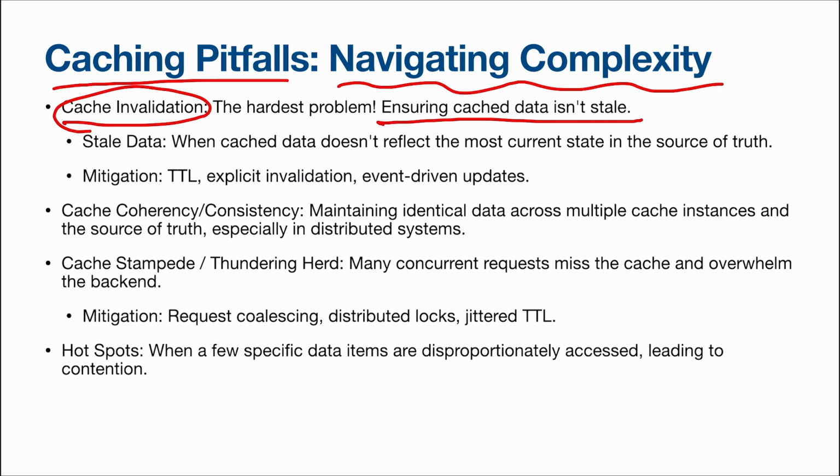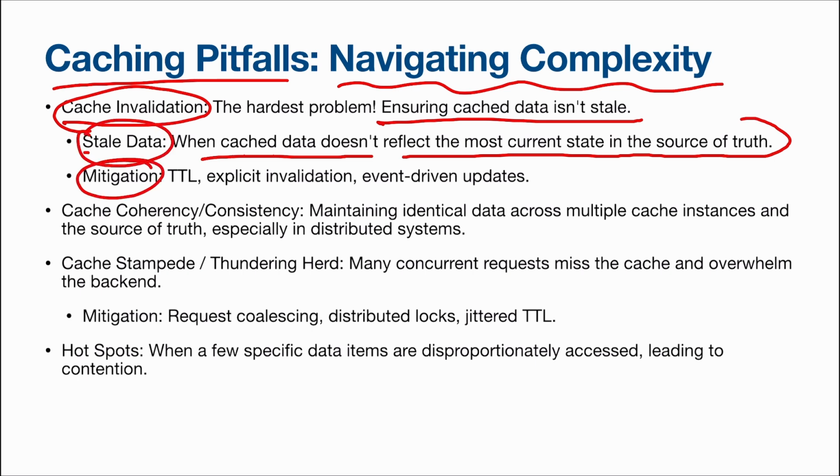So when cache data does not reflect the most current state of the source of truth, of course this is the stale data. And then mitigation. How do we mitigate the issue? We can add a TTL so the cache data is expired automatically, explicit invalidation from the server side, and then event-driven updates.